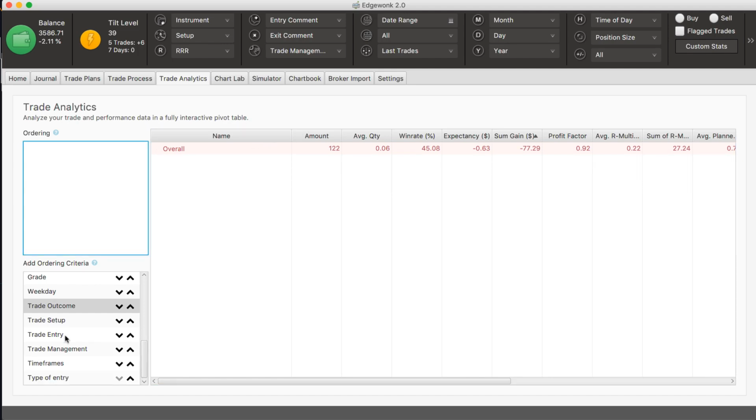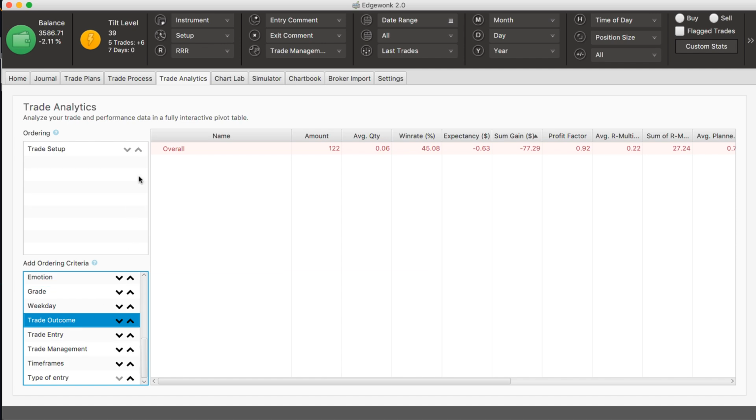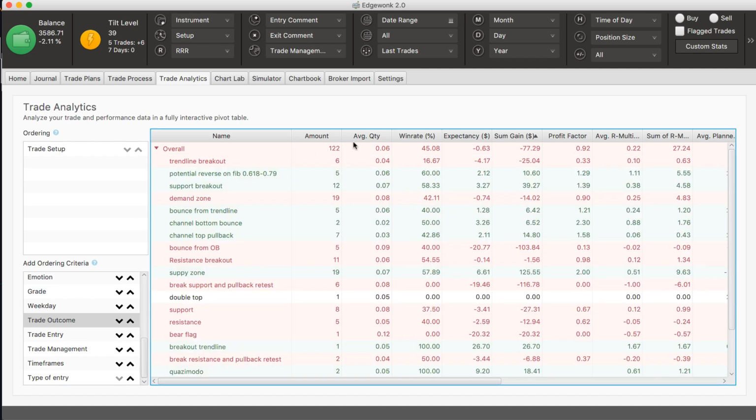So let's maybe take a look at one last thing, maybe at the trade setups, the different setups that he trades. Let's order it again.